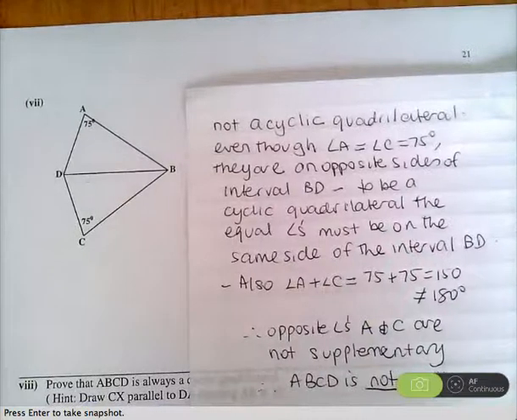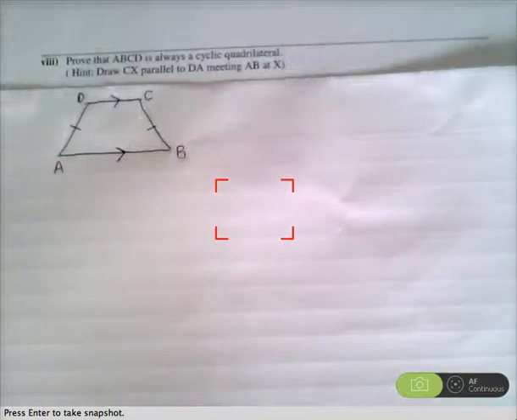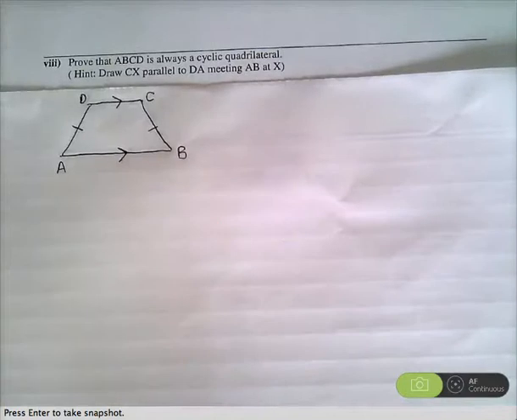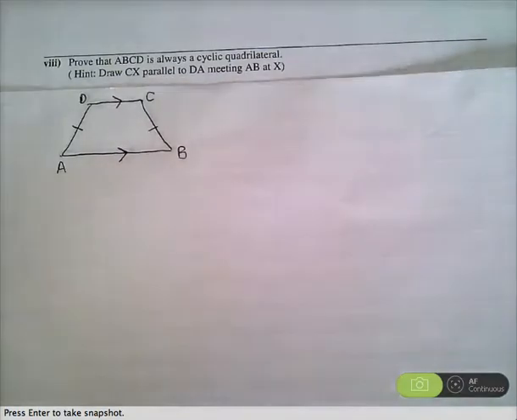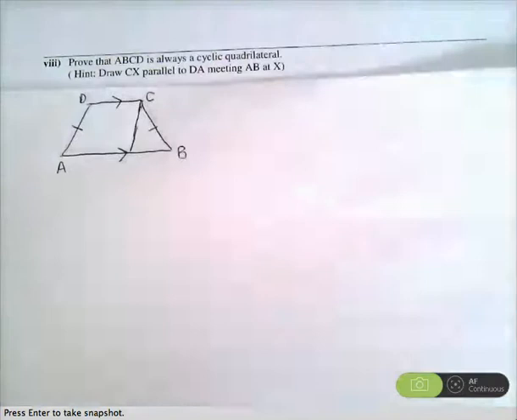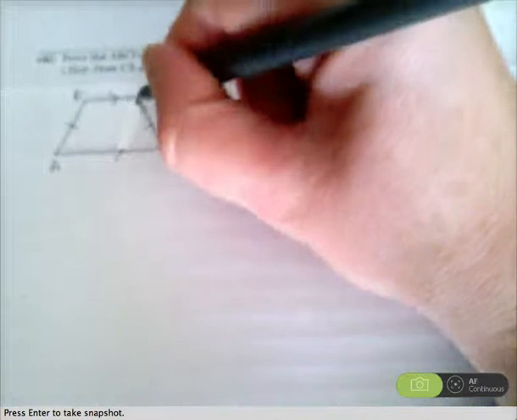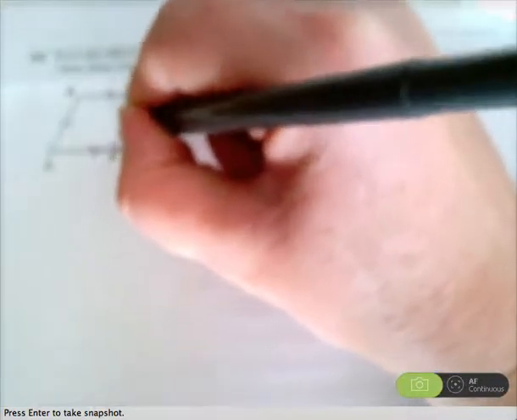Now we're going to look at the very last question, on page 21, and we have to prove that ABCD is always a cyclic quadrilateral. We've been given a hint to draw CX parallel to DA, so I'm going to draw that. Actually, that's not drawn that well, so I'll fix it up. So CX has to be parallel to DA, which I've done there, meeting AB at X.